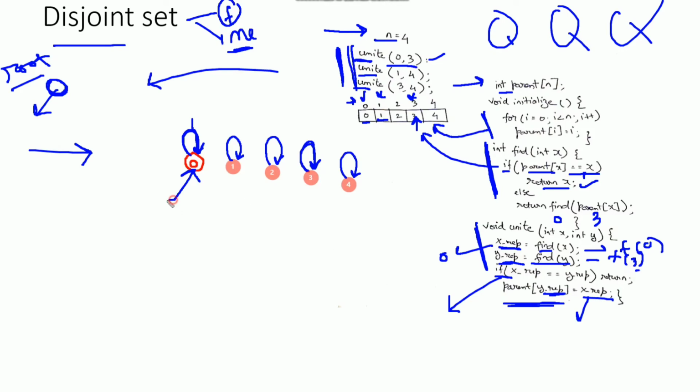So what I will do is make y representative a child of x representative, and I'm going to change the value from 3 to 0. Okay, so basically data 3 now has representative 0. Now after that, I will call unite 1 comma 4.